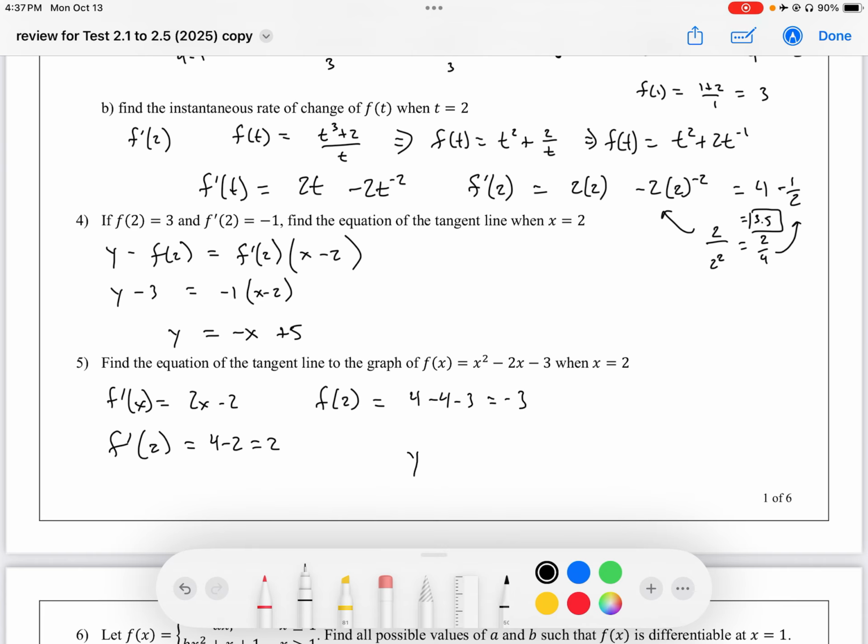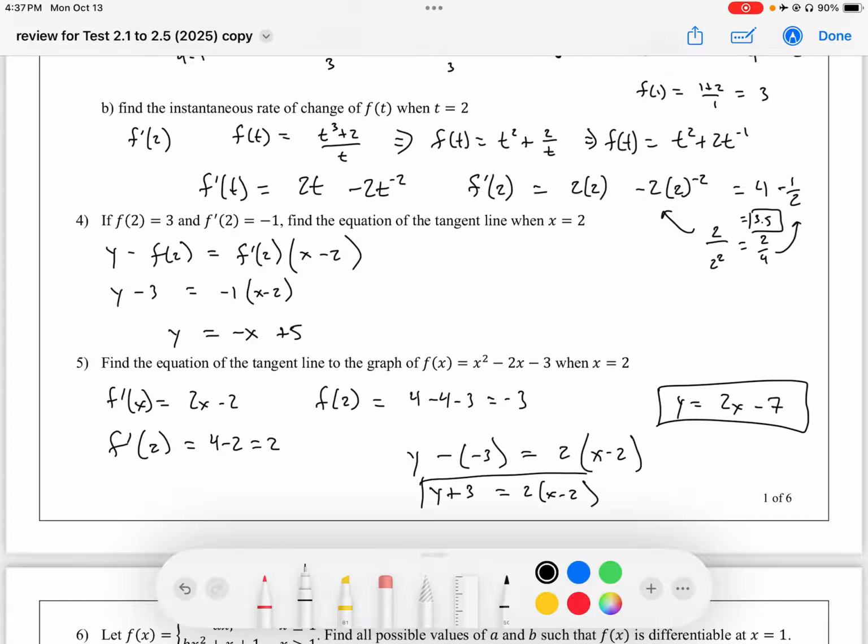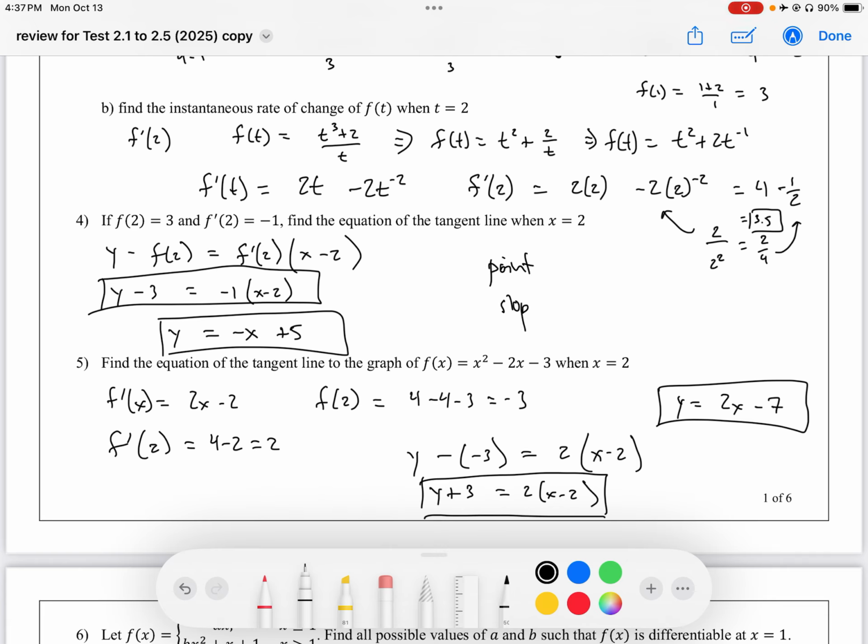So now I can write y minus -3 equals 2 times x minus 2. Or I could write y plus 3 equals 2 times x minus 2. Or I could write y equals 2x minus 7. So either that or this would be an appropriate way to write the equation. So remember, for a tangent line, you need a point and you need a slope, which you're going to get from the derivative. Once you have a point and a slope, you can just write the equation from that.